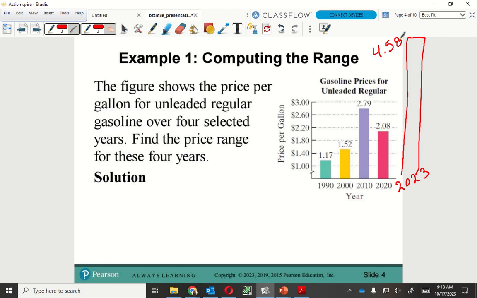Oh, man. Okay, so here's 2023. $4.58 a gallon. Yeah, that is crazy.